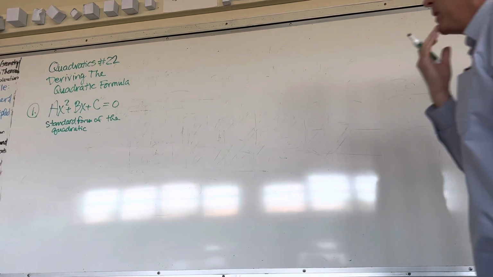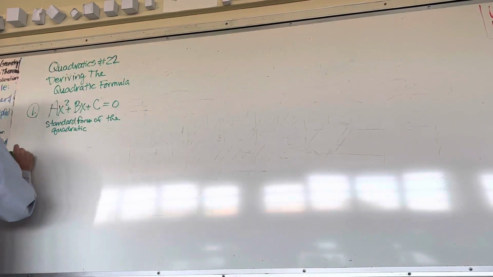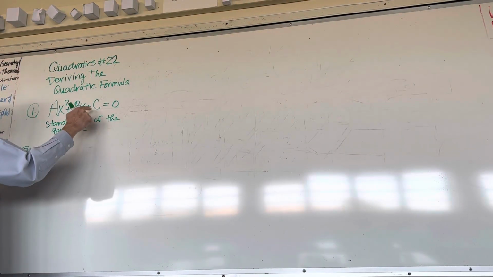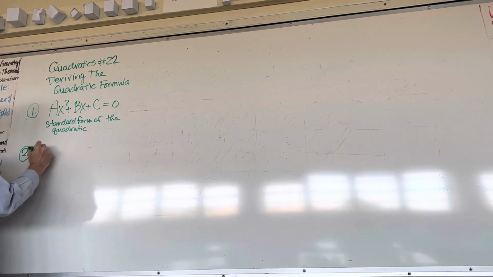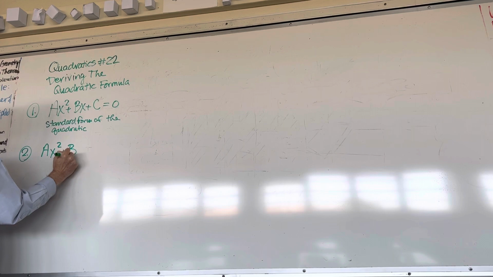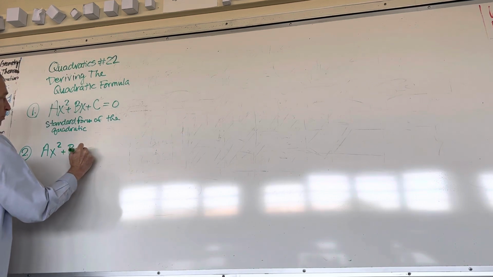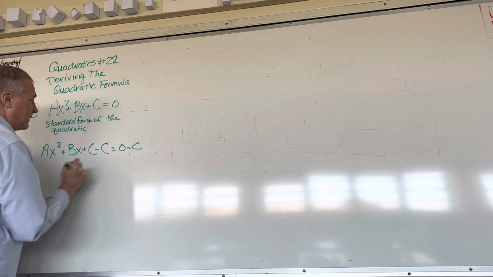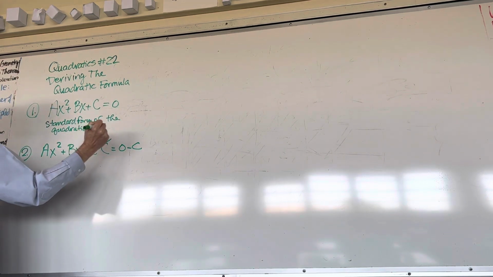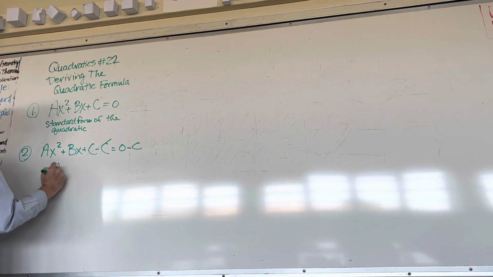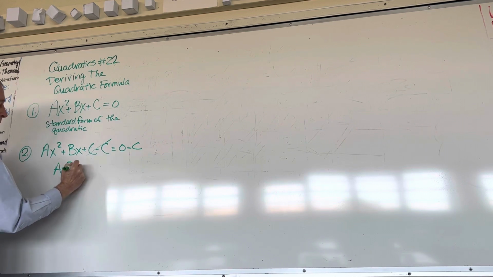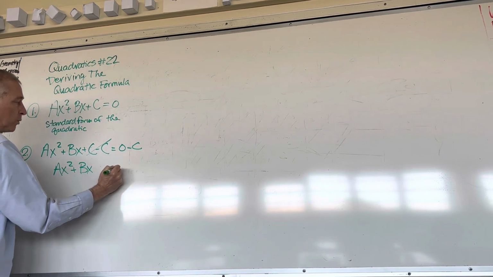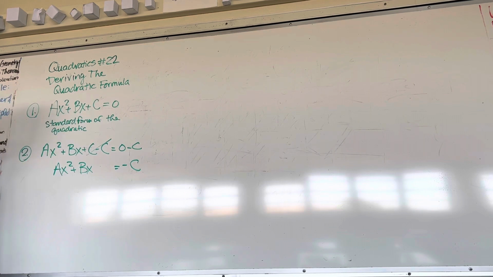So here's number 2. Number 2 is we're going to move the constant over to the right side of the equation. So we're going to have ax squared plus bx plus c, minus c equals 0 minus c. I'm going to clean this up, this will disappear, and it's going to become ax squared plus bx equals negative c. Fair enough? Good so far?